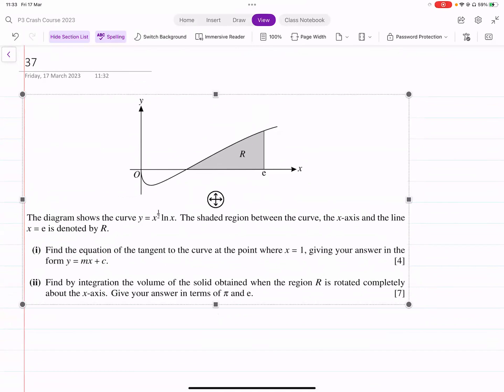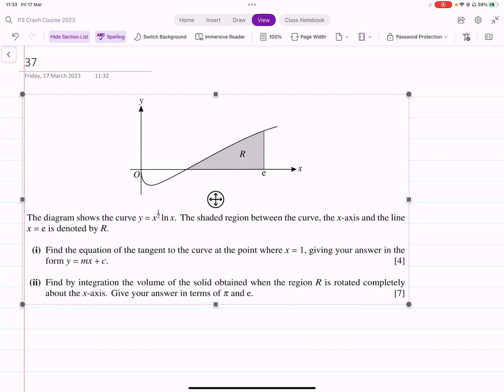All right. Now it says the diagram shows the curve y equals x raised to the power 1/2 into ln x, and the shaded region between the curve, the x-axis, and the line x equals e is denoted by R. That is what we're given.